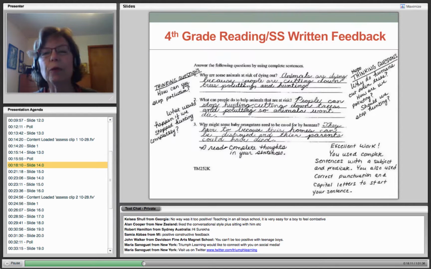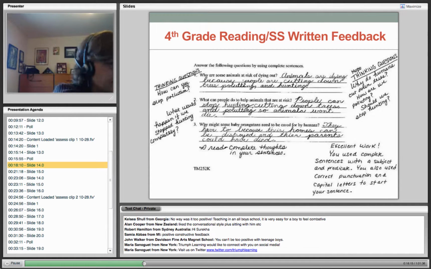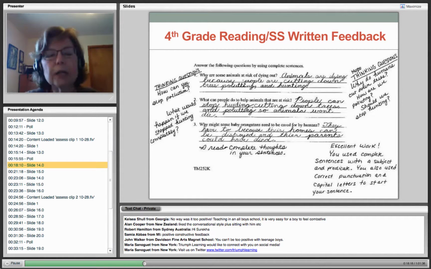Okay, next example. This one is 4th grade, reading and social studies. It's written feedback. The teacher had asked the students to read a story about endangered species, an informational text, I should say, about endangered species. And then she had a mixed reading and social studies assignment here, so they were supposed to answer the questions, but they were also supposed to use their sentencing skills, capitals and periods, complete thoughts, all of that.